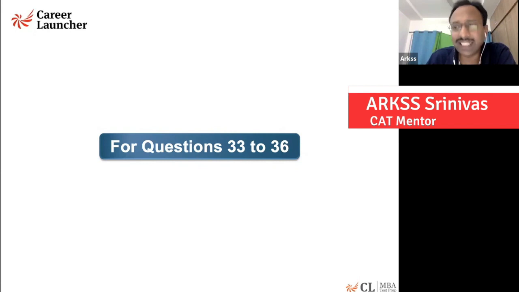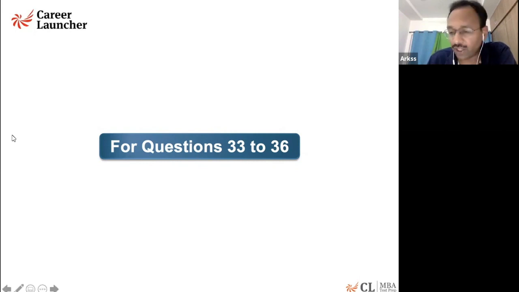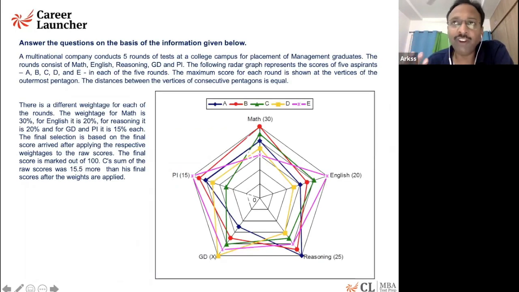Now, this particular set, on the face of it, whenever you find a spider graph kind of thing, should not be very difficult. But obviously this test setter has definitely complicated it. Maybe 2 questions out of the 4 could have been done quickly if you are familiar with reading this graph. You have to read this graph carefully. But again, as I said, we will solve it with ease.